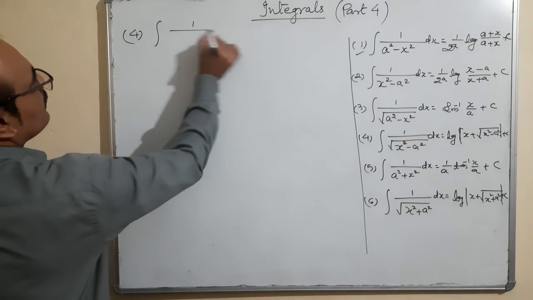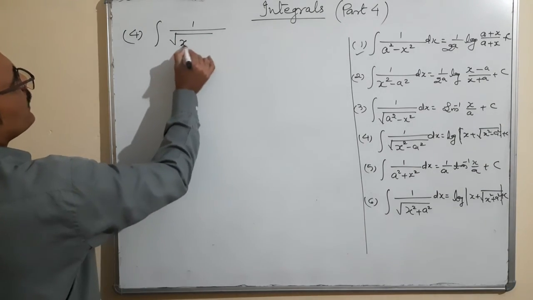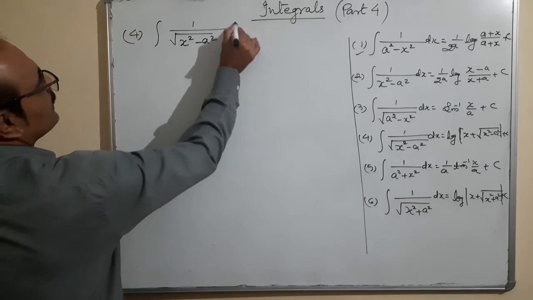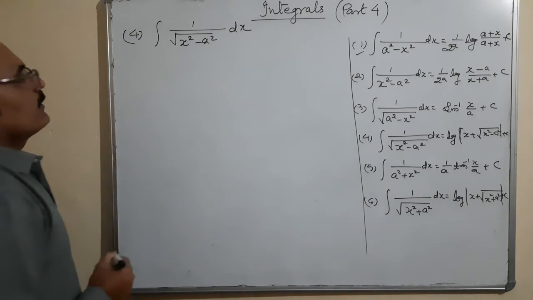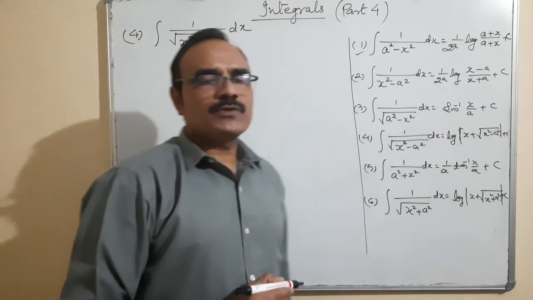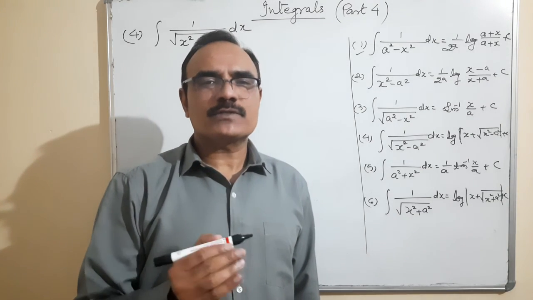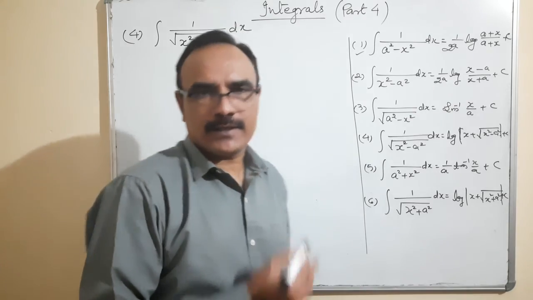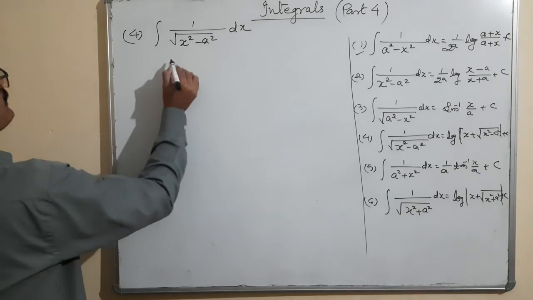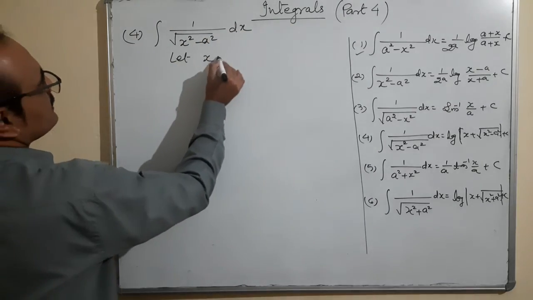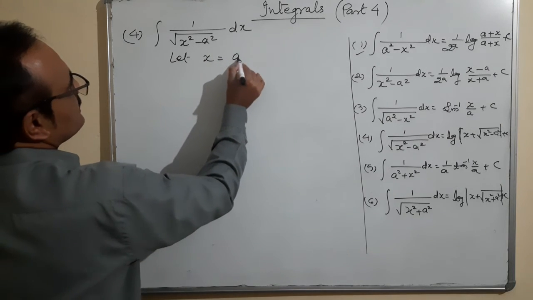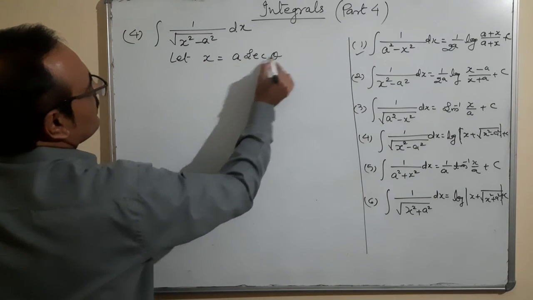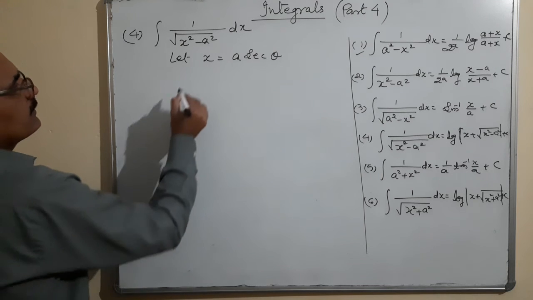Integrate 1 upon under root x square minus a square dx. Using the substitution, because you know that if I take x is equal to sec theta, then sec square theta minus 1 becomes tan square theta. So here I can consider, let x is equal to a sec theta, because a is here. X is equal to a sec theta.